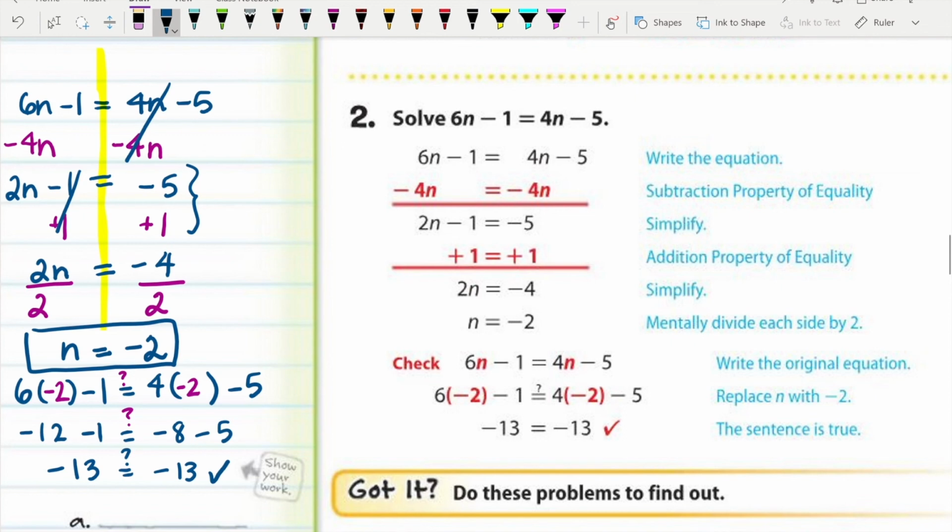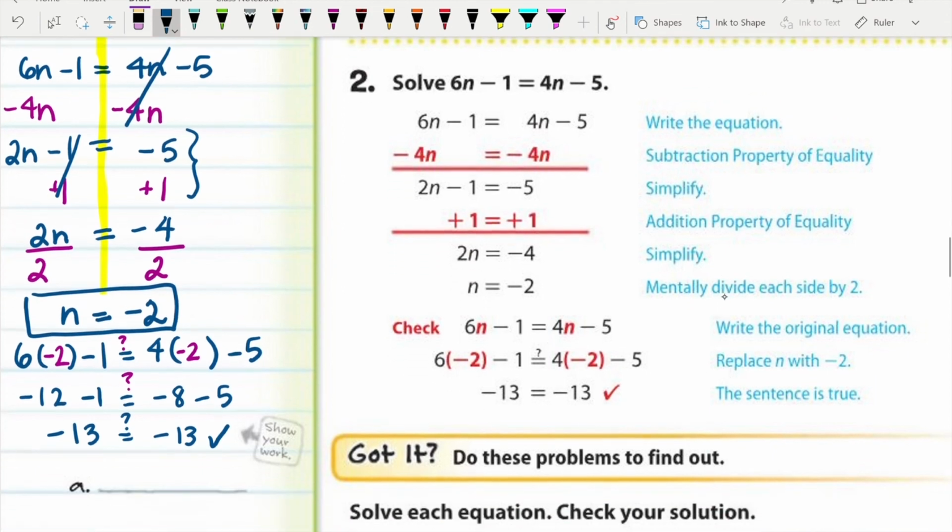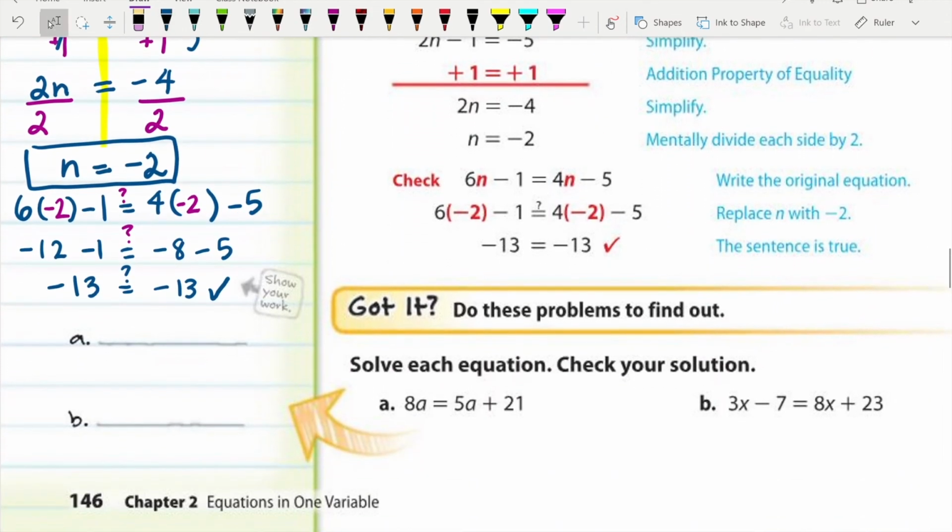Okay. I would like for you to now try examples A and B, and you will enter your answer on Edpuzzle.